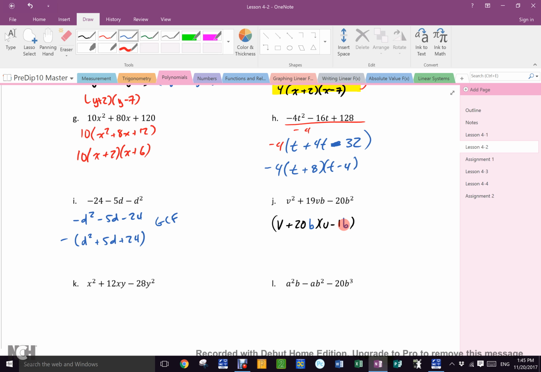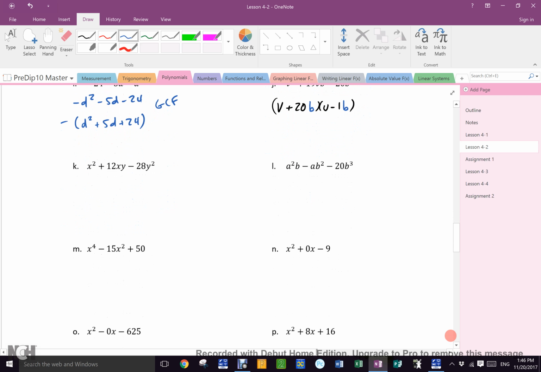Now, is everybody okay with J? Yes. Great. Take what you learned from J and apply it to K. x plus 14y, x minus 2y. Yep.